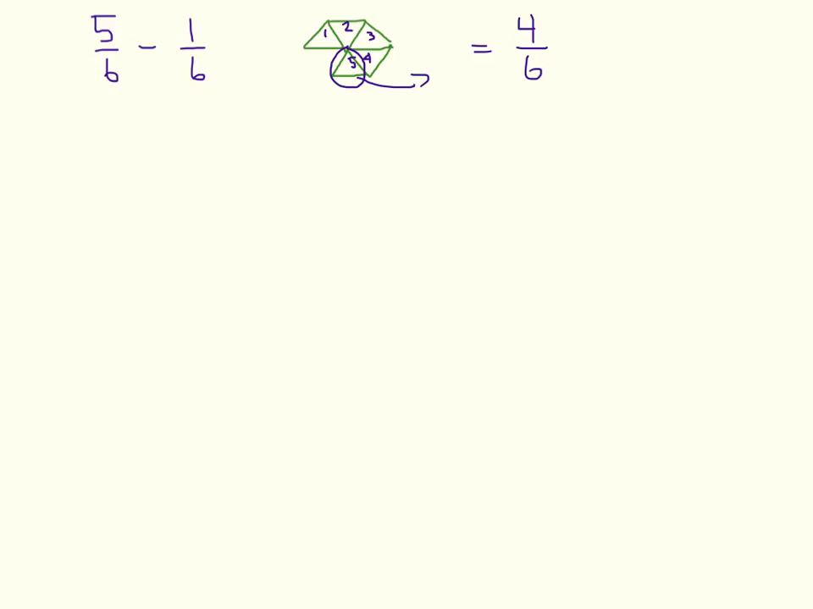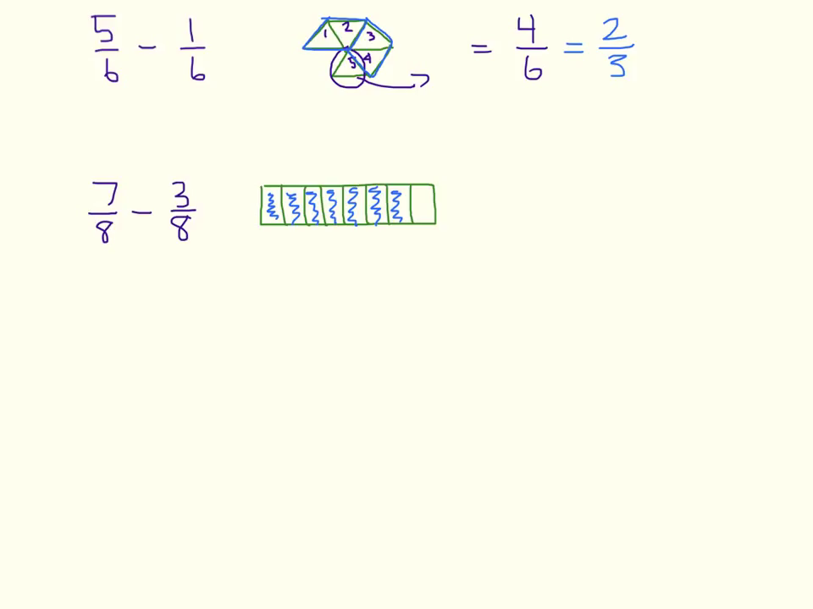But this isn't the lowest term, so we need to take a look at our pattern blocks and see if we can replace those with other pattern blocks. And if you look, you can take the blue pattern blocks, which represent 1/3, and you can replace 4/6 with 2 of the 1/3 pattern blocks. So 4/6 equals 2/3.